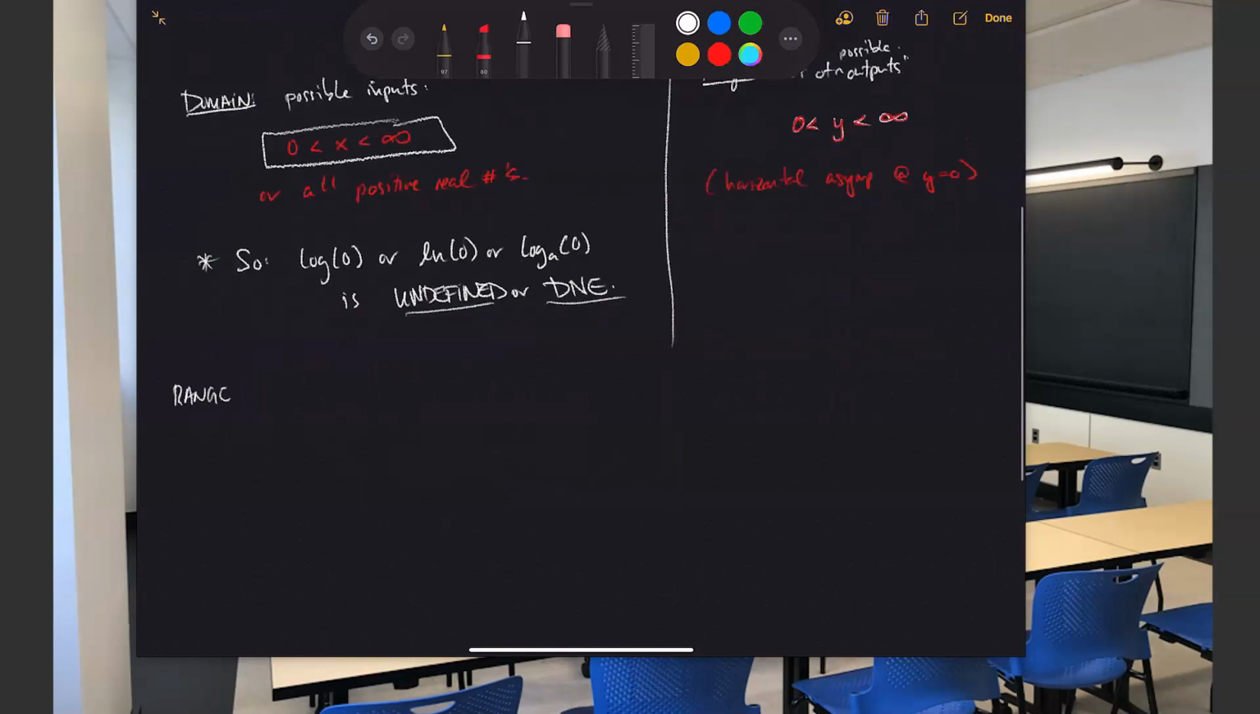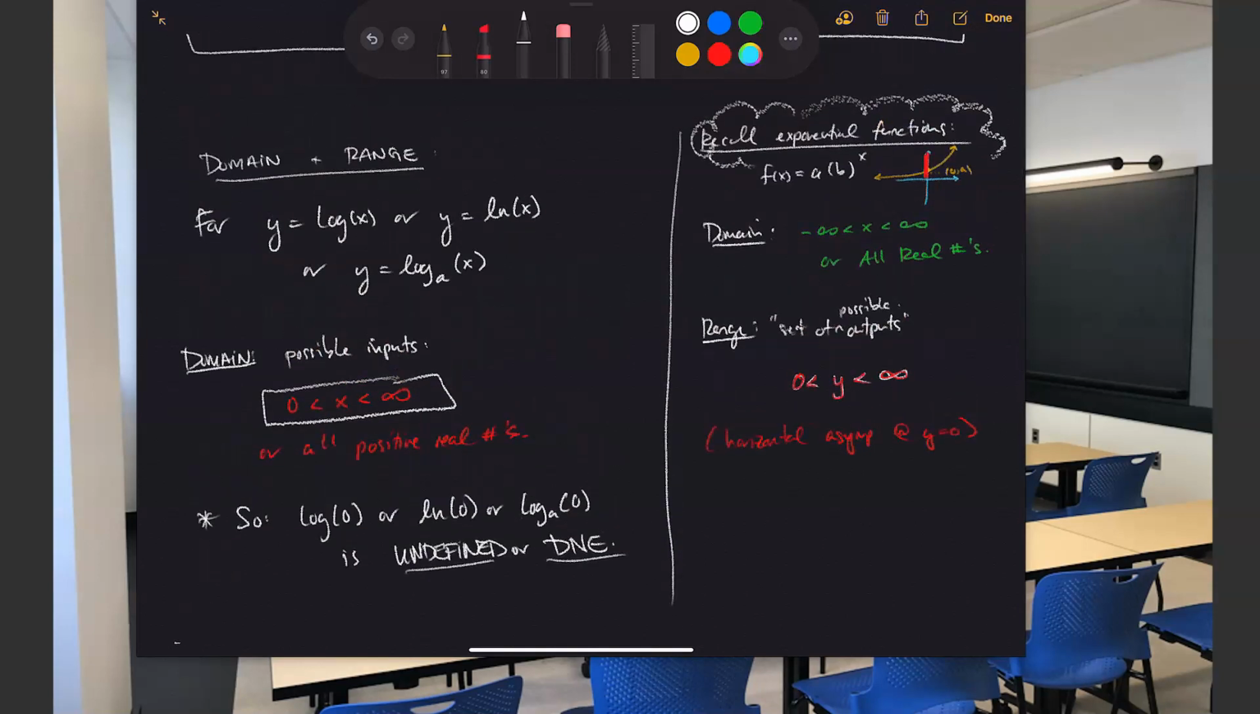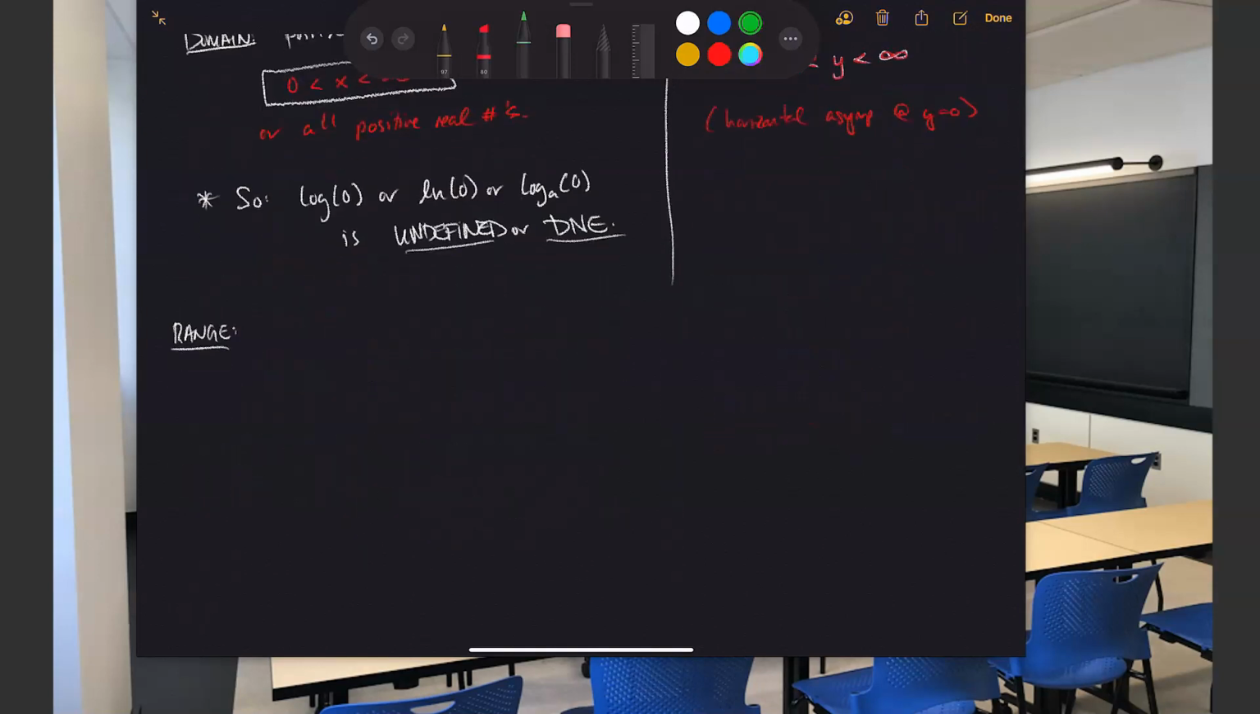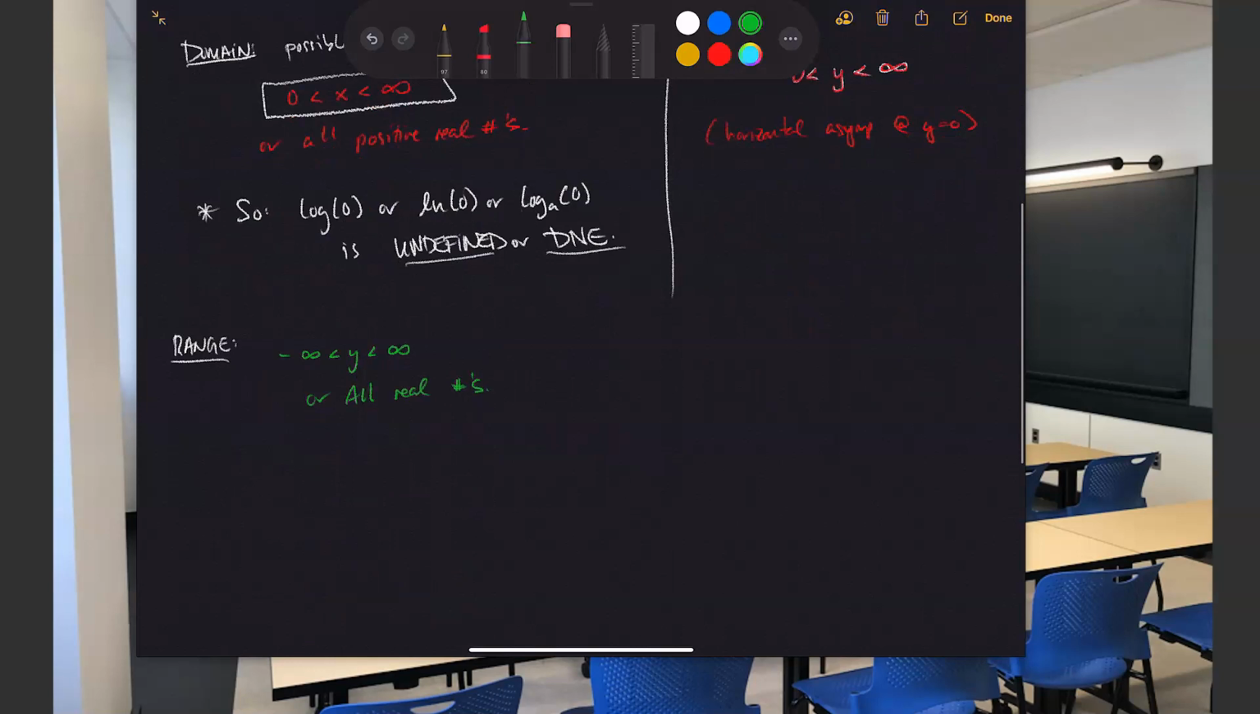And so the range then you can expect is going to look like the domain of the exponential function, which is that all real numbers are possible outputs. Right? If you think about this function, how it spans across the entire x-axis, this function is going to span across the entire y-axis.